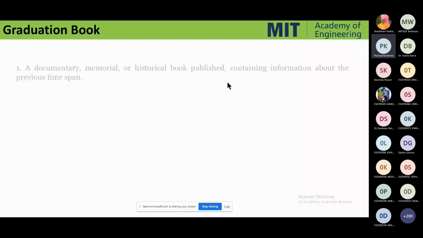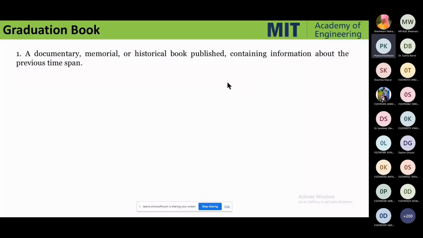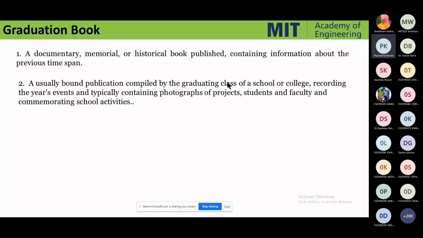So what exactly is the graduation book? A graduation book is a documentary, memorial, or historical book published containing information about a previous time span. Or it can also be defined as a usually bound publication compiled by the graduating class of a school or college, recording the year's events and typically containing photographs of projects, students, faculty, commemorating these school activities.